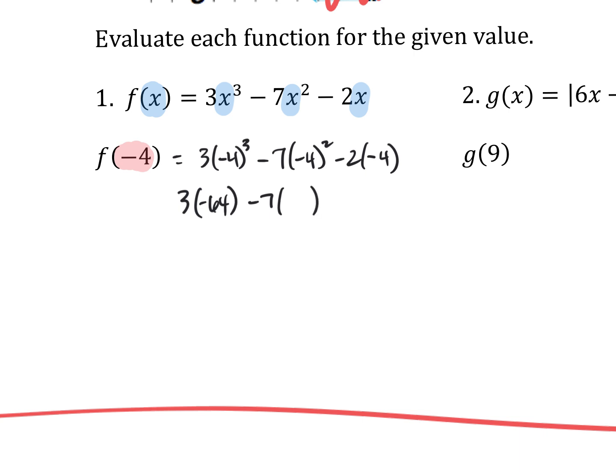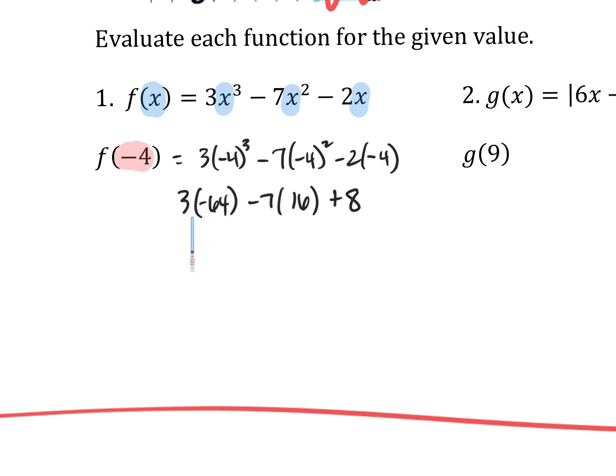Minus 7 times, what about a -4 squared? I was waiting for someone to say 49, and I was like, 16. No, -4 squared is 16. I think I was thinking 7 squared. Okay, thank you for being better than me. -2 times -4? We got 8. 3 times 64.